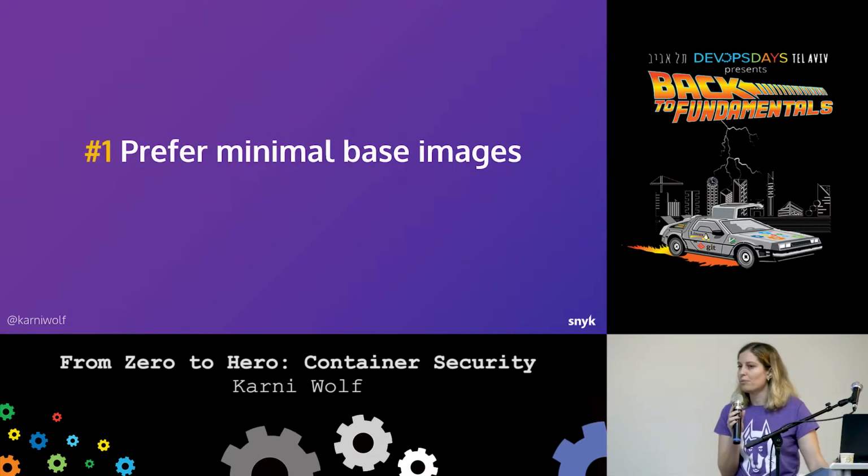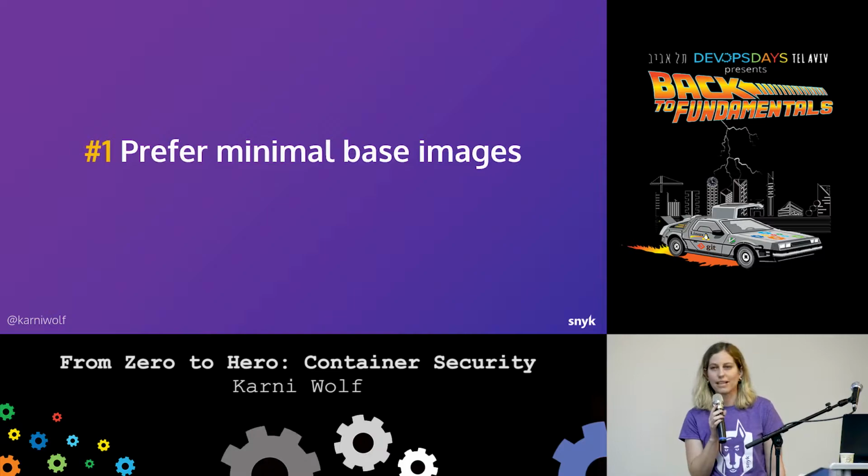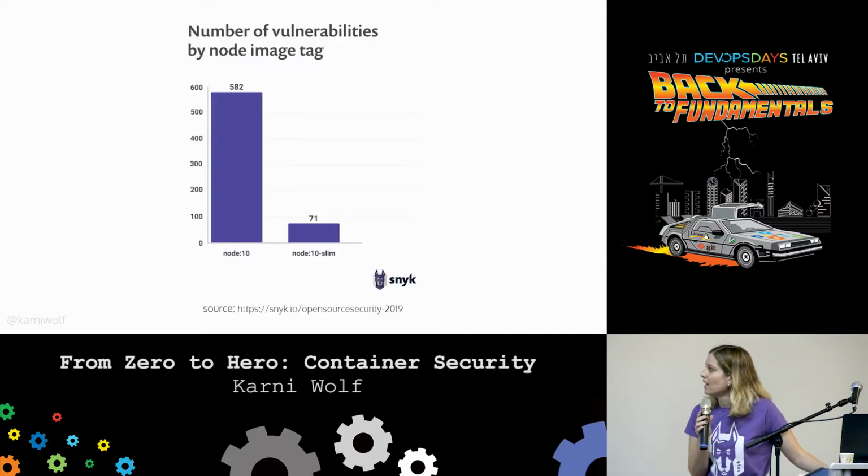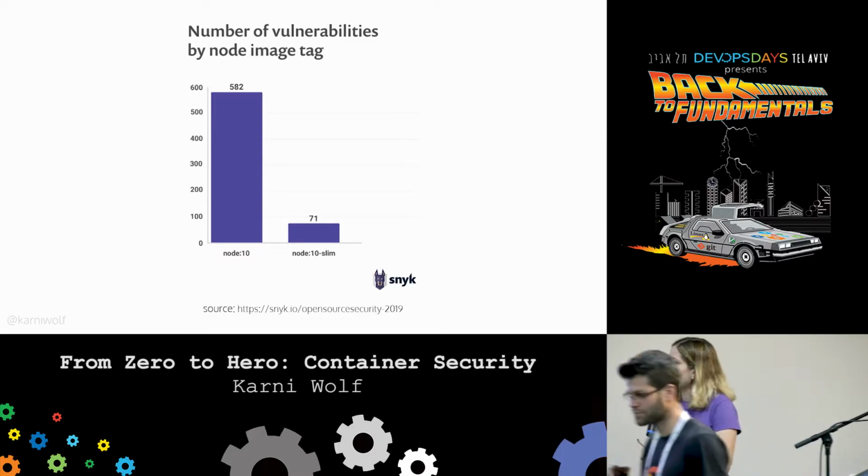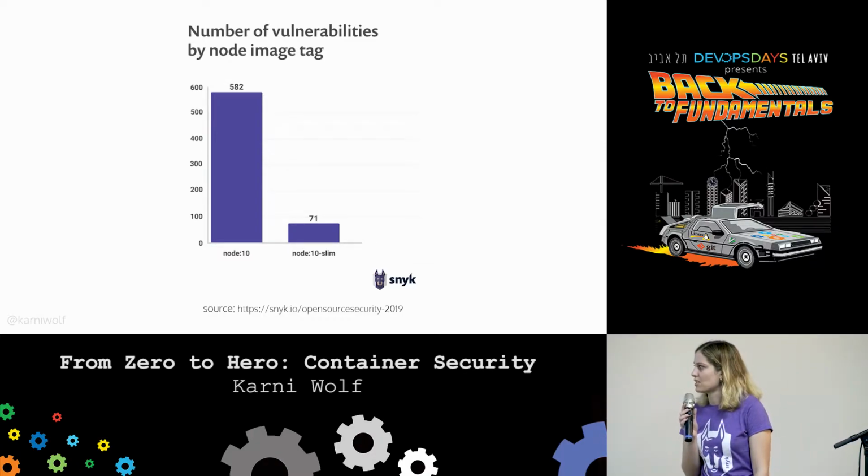The first, prefer minimal base images. So less dependencies, less vulnerabilities. Here's a clear example to demonstrate that. This is the number of vulnerabilities found in Node 10 base image versus Node 10 Slim.